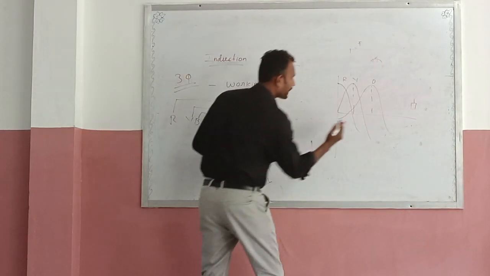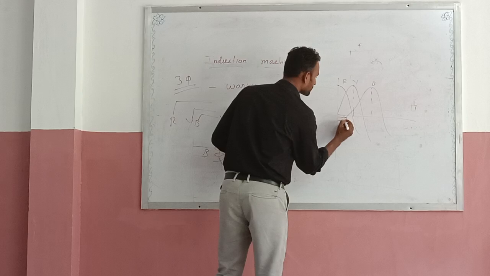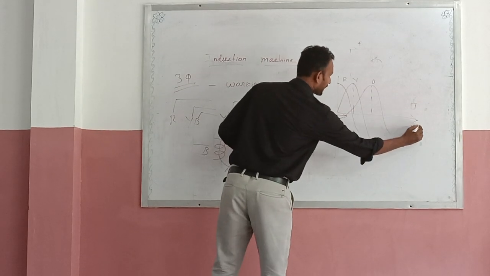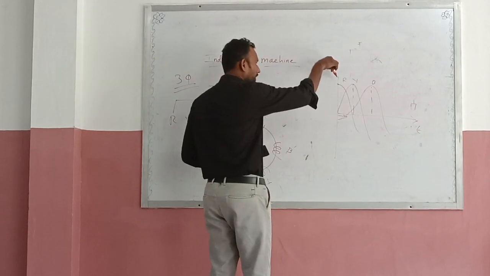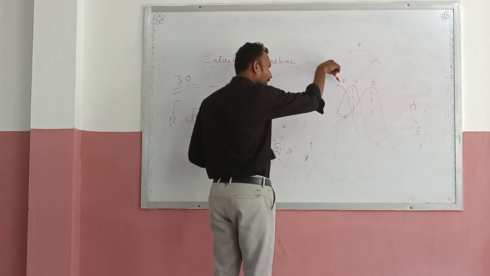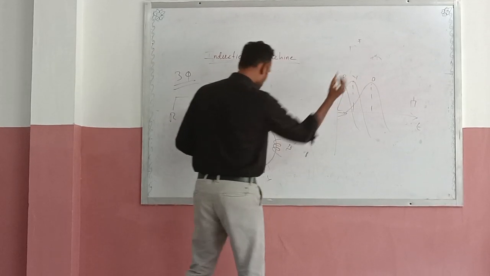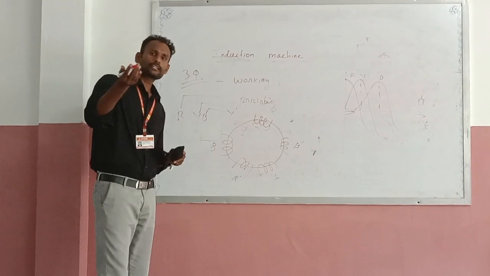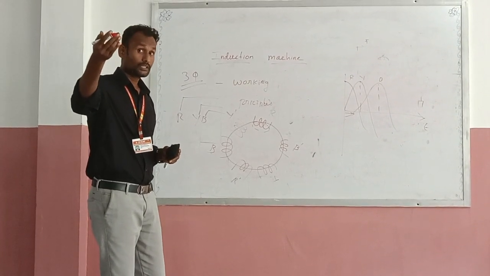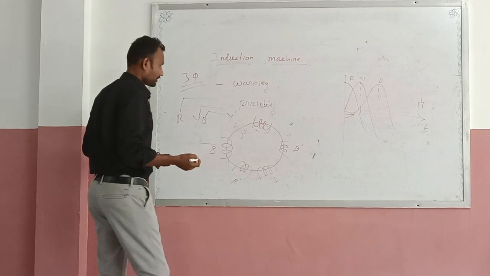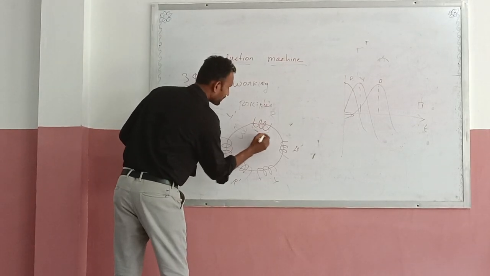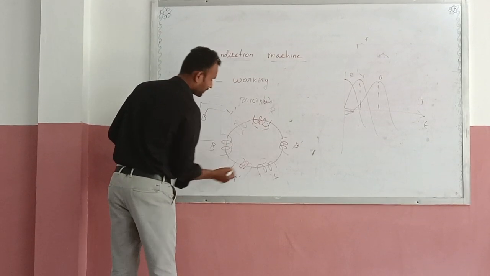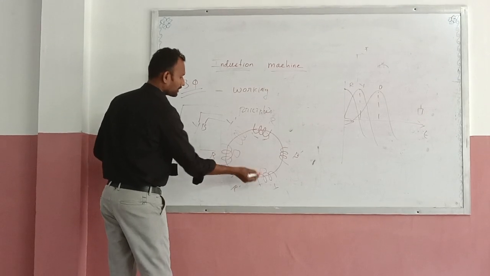Then after some time what will happen? I am moving this here, and this is nothing but time. Then what happens? The R current is reduced, but B is increased, right? Whenever current is increased, the magnetic field strength is also increased. So now here it reduces, here it increases. Then B increases, then reduces.